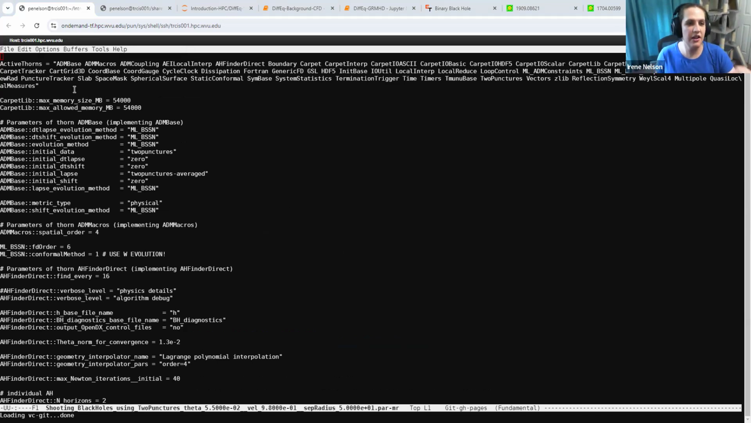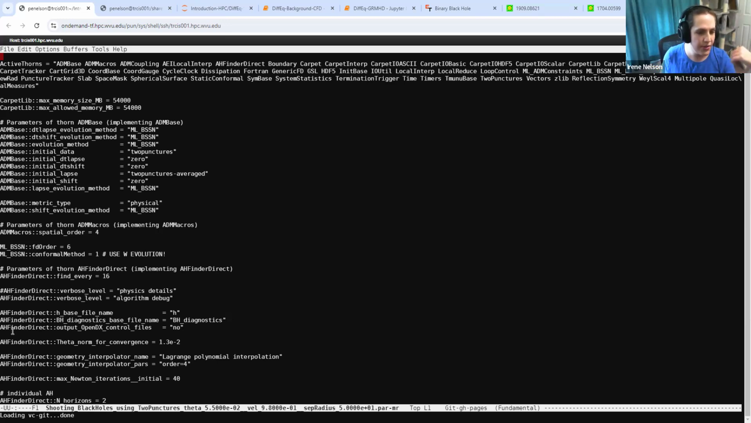we can see that this starts off by activating the thorns that we care about, and I'm only going to mention a couple of these. So ADM base, that is an ML BSSN. These are specific data about the evolution equations themselves. So these are specific formalisms that are related to how exactly we choose to do that slicing up of the space-time.